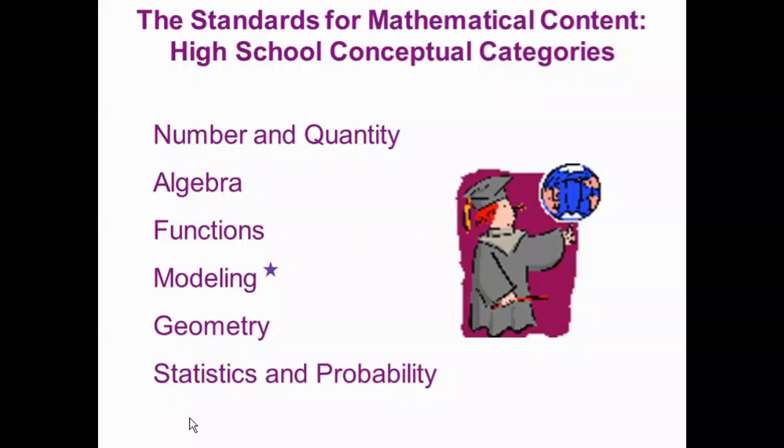Okay, the star by modeling shows up in the actual performance indicators in the standards. So if you see a performance indicator with a star by it, it means, hey, this is a great place to have modeling involved. So modeling is not intended to be a standalone conceptual category. It's supposed to be woven into the other 5.